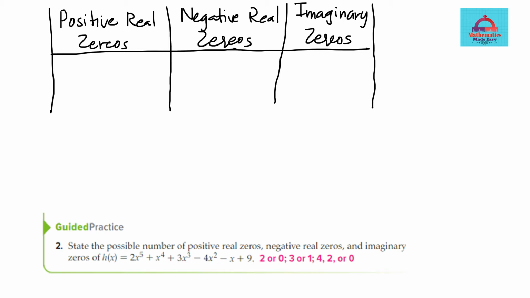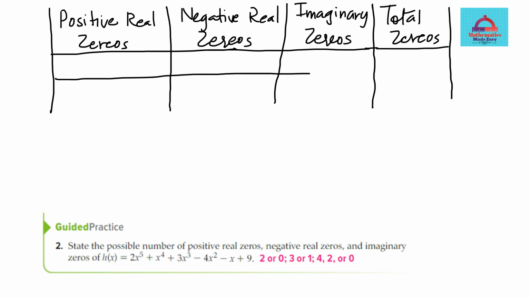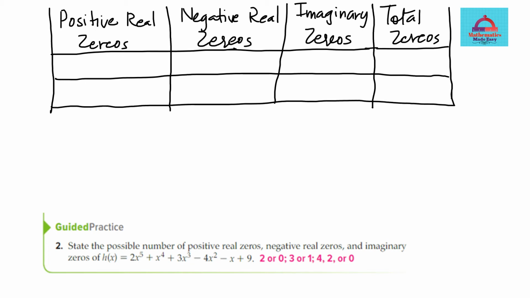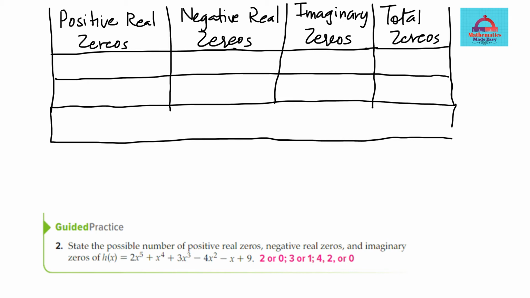And finally, to just sum it up, if we add all three of these, we are going to get the total zeros or the total solution or the total roots of the question. So let's see what options we have. I'm going to now make some rows. Let me add some rows to this table and then we will just summarize our final answer.